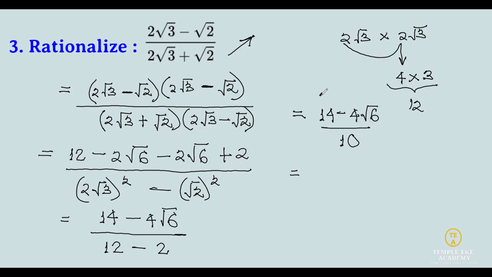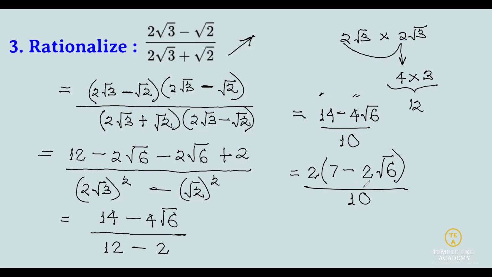2 can divide into 14. 2 can divide into 4. So let's factorize 2. Factor 2 out. 2 divides into 14, we have 7. Minus, 2 divides into 4, we have 2 with the attachment of the root 6. All of this divided by 10.